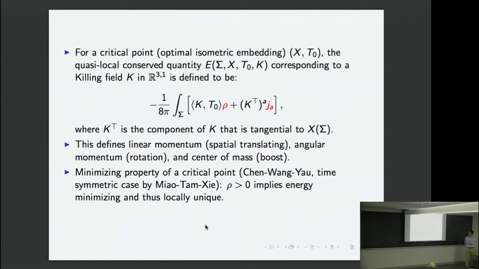And not only do we have this positivity, but we also have this minimizing property of a critical point. Namely, when this quasi-local mass density is positive, then we can show that this critical point here is actually energy minimizing and is also locally unique.